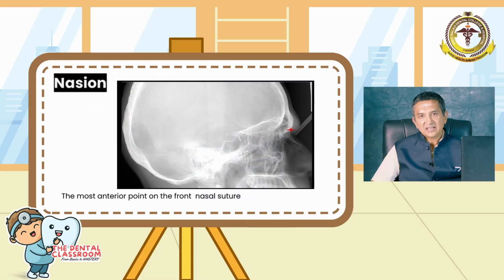The second point to be identified is the nasion, or the most anterior point on the frontonasal suture. When we zoom in, we can see the triangular-shaped bone, and the most anterior point on the frontonasal suture is depicted by nasion, or point N. So we have covered S and N, and a line connecting these 2 points is called the SN plane, which is the reference plane for Steiner's cephalometric analysis.